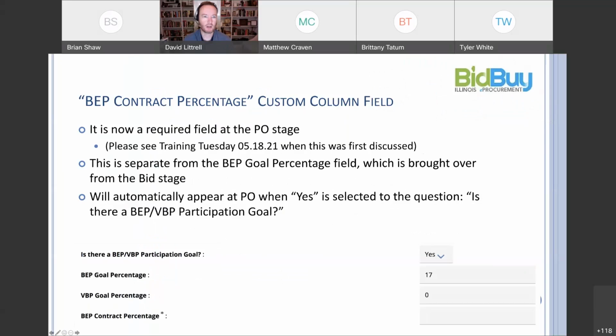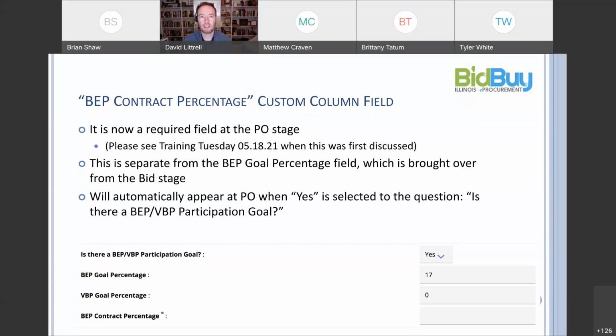So first up is the BEP contract percentage field. We talked about this about a month ago, so you can go back to the May 18th slides if you want to do more of a deep dive, but we'll remind you what this is for. It's now a required field at the PO stage. When we first discussed it a month ago, we let you know that once we got into the new fiscal year it was going to become a required field, but it wasn't required at that time. So now that has been changed.